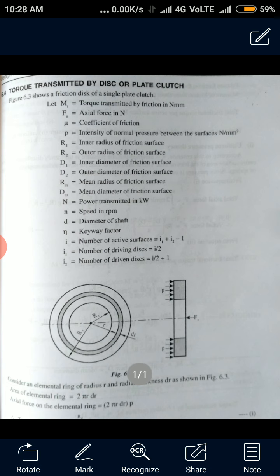I1 is the number of driving discs, meaning the number of plates on a driving shaft. I2 is the number of driven discs, the number of plates on a driven shaft. Okay, so these are the notations we're going to use in the design of clutches.